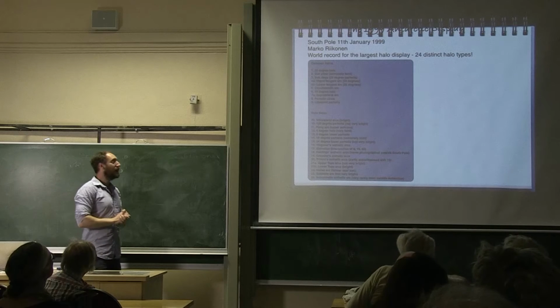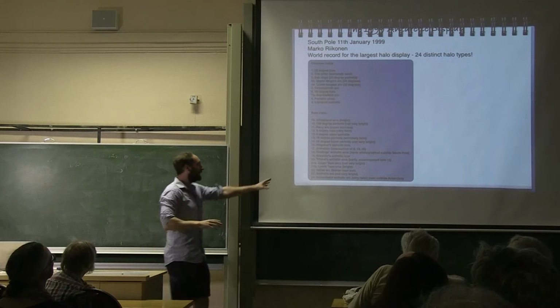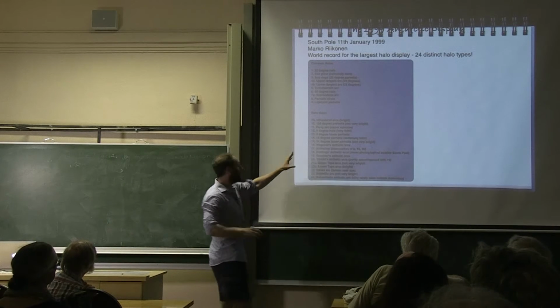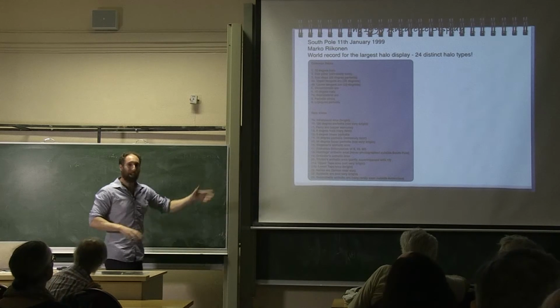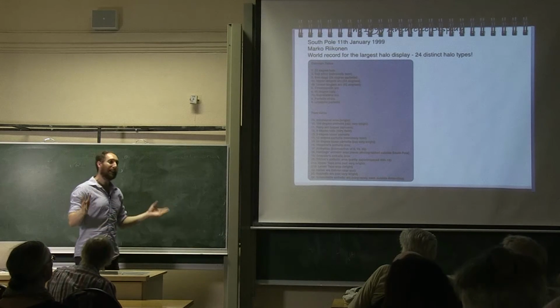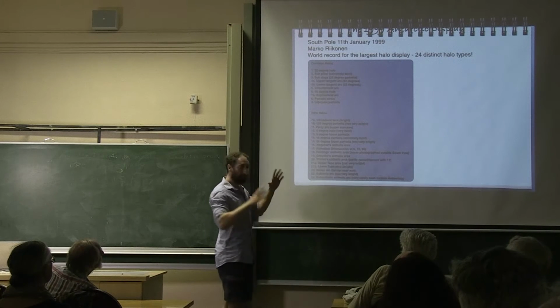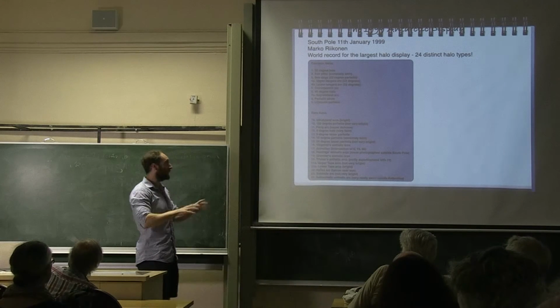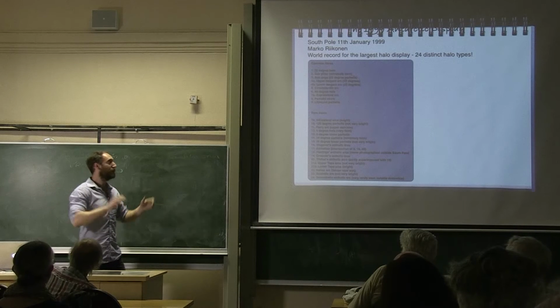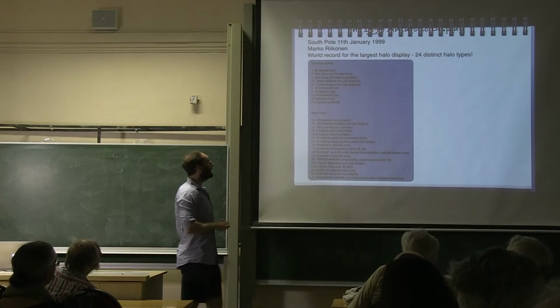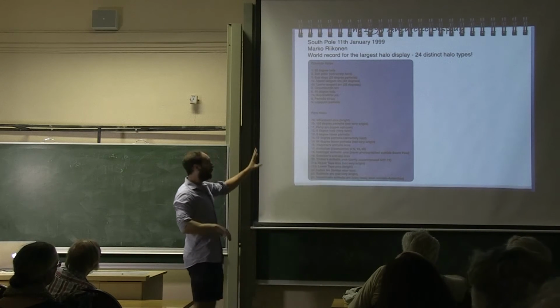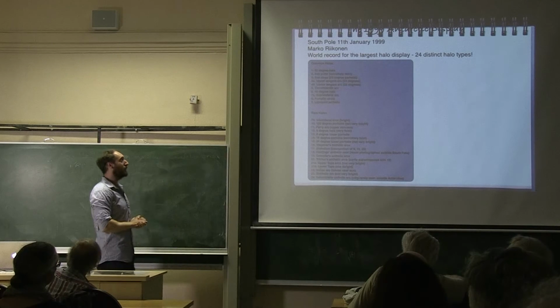And if you're incredibly lucky and you're in the South Pole, I'm aware you probably can't read this, but I'll read through some of it. If you're in the South Pole and you're incredibly lucky and there's a particular distribution of ice in the sky, you'll see not just a 22-degree halo and some sundogs, but you'll see an entire distribution of many, many different halos. So here, this is the sort of world record. This is the largest halo display ever seen.